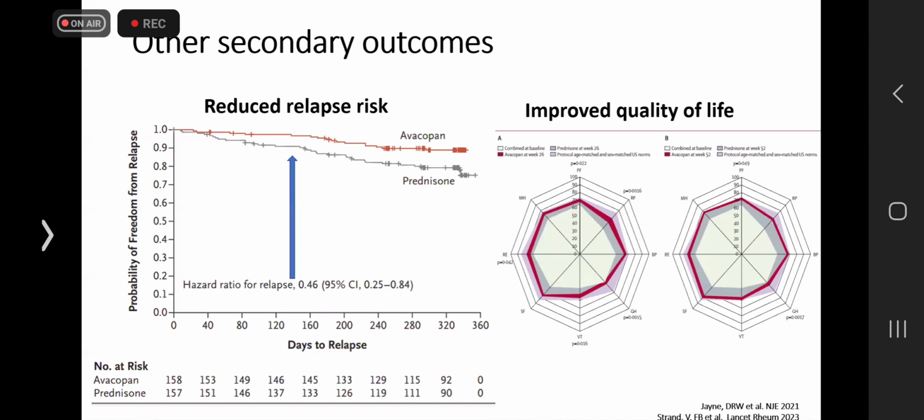The second most important secondary outcome is the quality of life. And what you see is the week 26 and the week 52 quality of life scores. The red is the avocapan curve. The one on top of that, the purple, is the normal age and gender matched controls. And the one below that in gray is the steroid arm. And what you see in each domain, the avocapan arm had a higher quality of life improvement score compared to the prednisone arm.